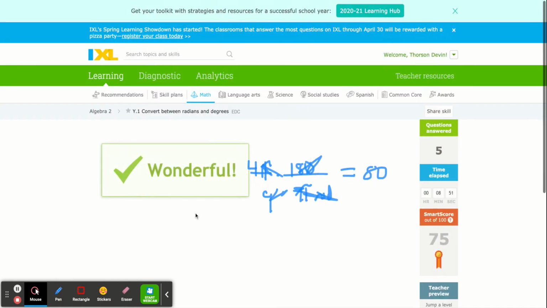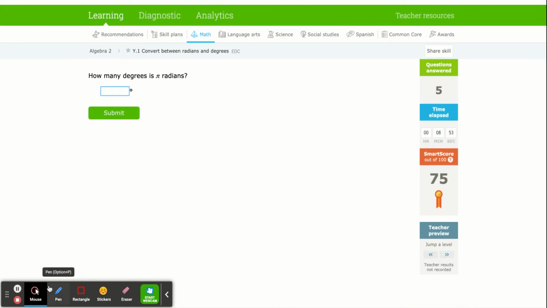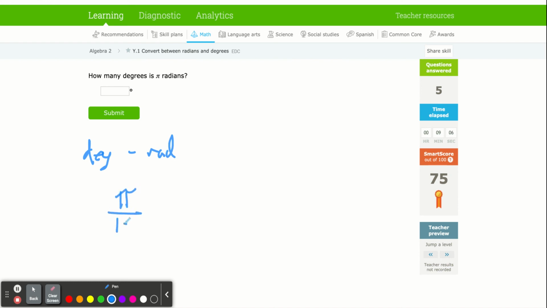If you have questions on this or need continual help, just please bring those questions to class. But just remember to go from degrees to radians, multiply by pi over 180. To go the other direction, from radians to degrees, multiply by 180 over pi. And we will see you in the next class period.